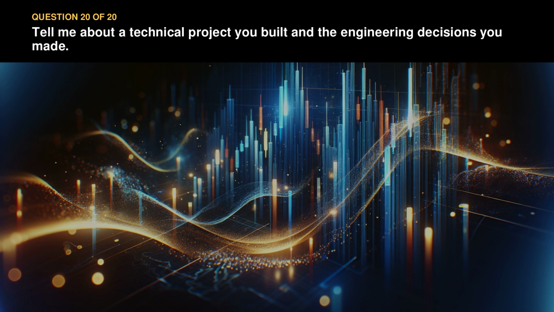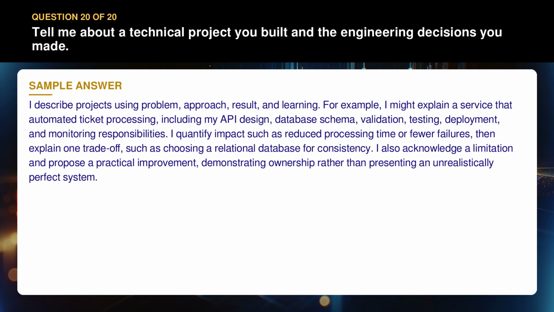Question 20. Tell me about a technical project you built and the engineering decisions you made. I describe projects using problem, approach, result, and learning. For example, I might explain a service that automated ticket processing, including my API design, database schema, validation, testing, deployment, and monitoring responsibilities. I quantify impact such as reduced processing time or fewer failures, then explain one trade-off, such as choosing a relational database for consistency.